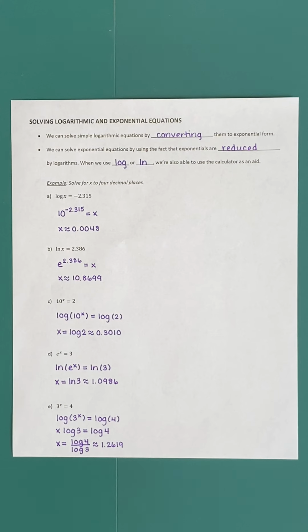So let's look at several different situations, several different examples, different forms, different numbers. We want to solve for x to 4 decimal places, which means we're then, of course, going to have an answer in the calculator. We'll round to 4 decimal places.